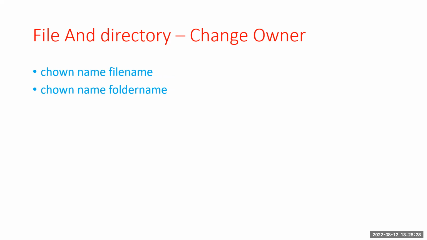Finally, if you want to change the ownership, maybe today Jyoti was the owner of a file, but she left. Now you want to give that ownership to say Sunant. In that case, you'll be using chown, the name of the new owner, and then the file or folder name.